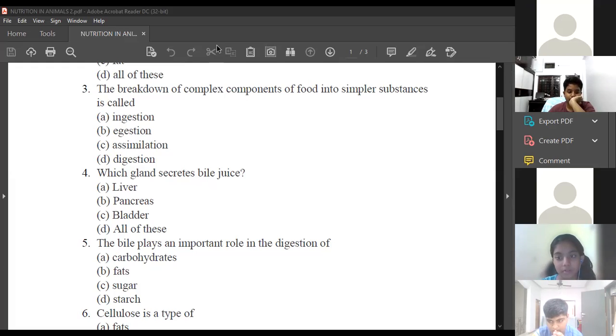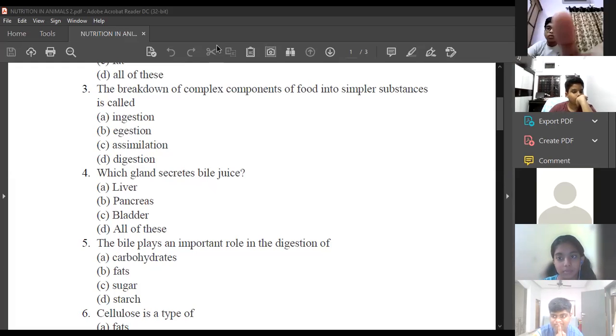It is gallbladder. Boys, I told you already. If you don't follow the rules now, I'll mute everything.